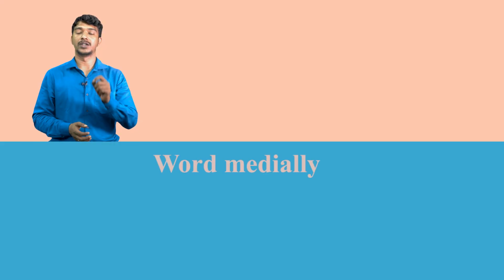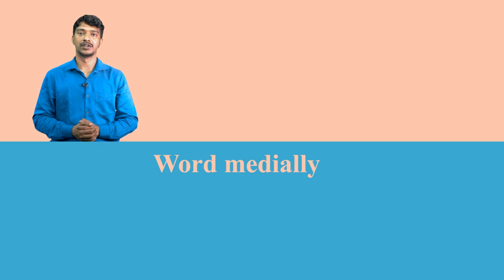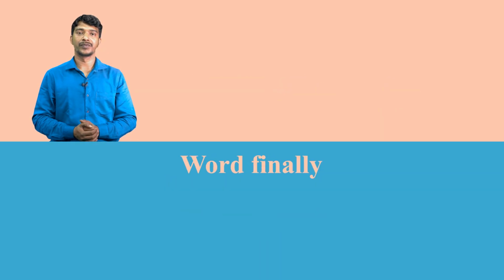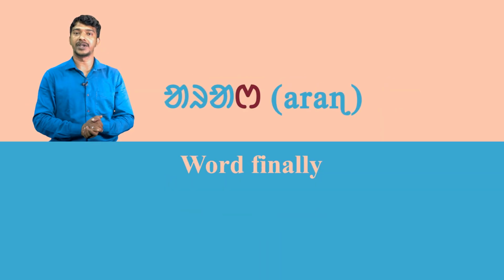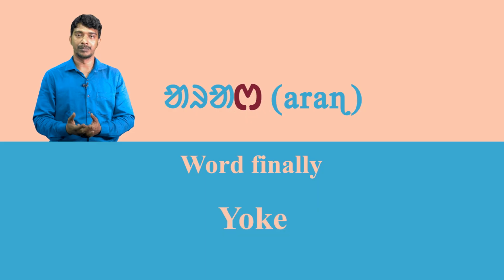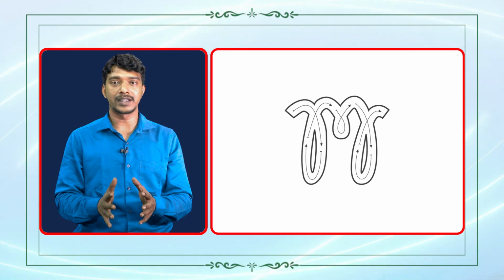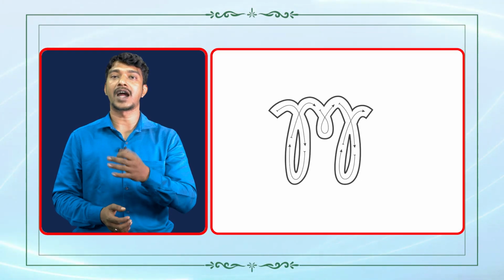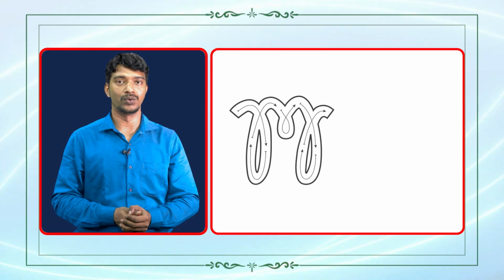This letter occurs in two positions in a word, as medially and finally, from the viewpoint of orthography. The examples are as follows. Word medially, it can appear in chorgoi, means chang fish. Word finally, it can appear in arar, means yolk. Ud has a separate handwritten form. It looks like this. Now let's try to write the letter Ud.